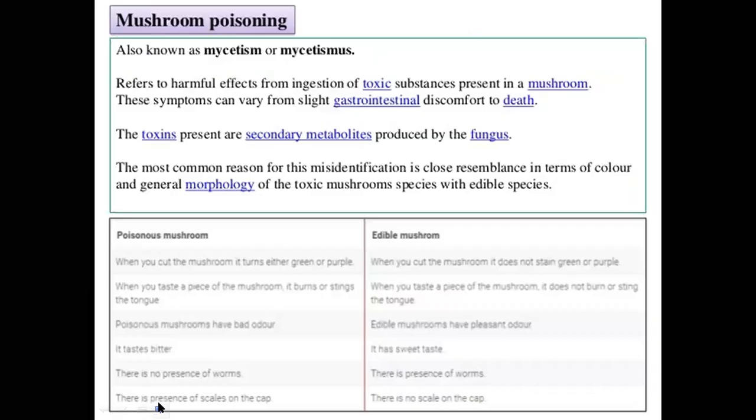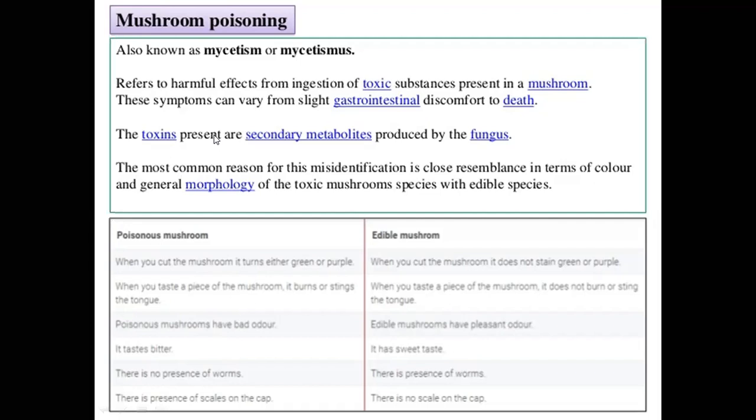Mushroom poisoning, also known as mycetism or mycetismus. ठीक है, mycetism or mycetismus. Refers to the harmful effects from the ingestion of toxic substances present in the mushroom. These symptoms can vary from slight gastrointestinal discomfort to death. जो symptoms होते हैं poisonous mushroom के, अगर consume कर लेते हैं अगर हम लोग poisonous mushroom को, so it leads to gastrointestinal discomfort. Means आपका पेट खराब हो जाएगा, ठीक है, पेट में पेनिंग शुरू हो जाएगा. और फाइनली कभी कभी अगर ज्यादा इन्फेक्शन हो जाता है तो उसकी डेथ भी हो सकती है.